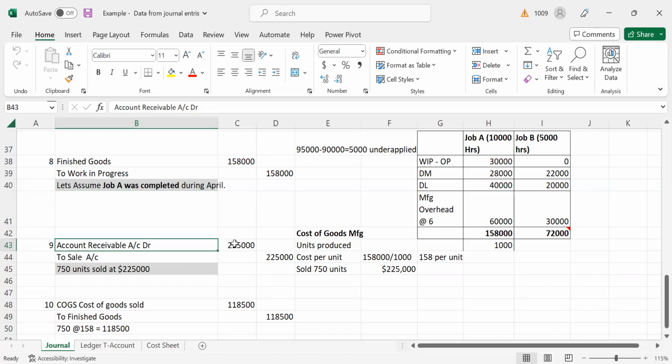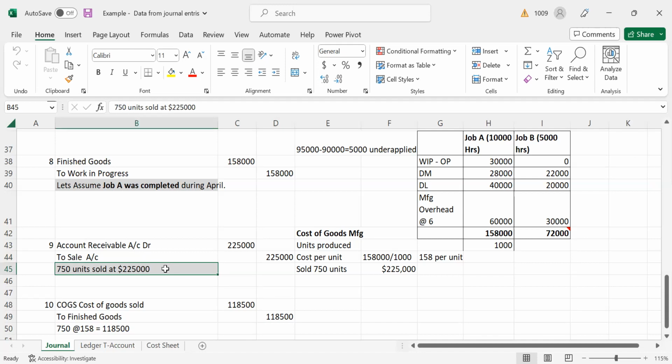Accounts receivable, account debit, right? So $225,000 is the figure given in the question. So $225,000 is the accounts receivable debit, and to sales, the same amount. So 750 units were sold at this amount.